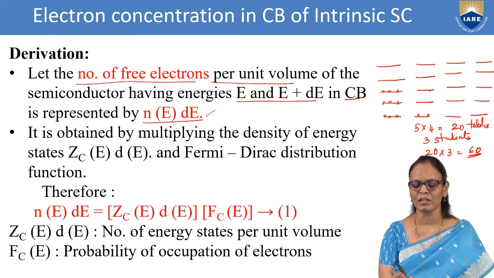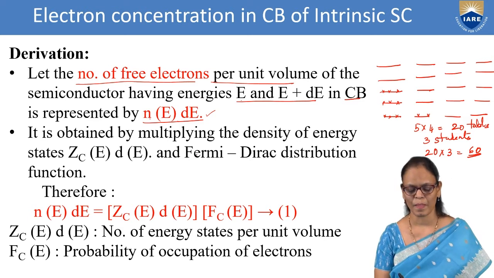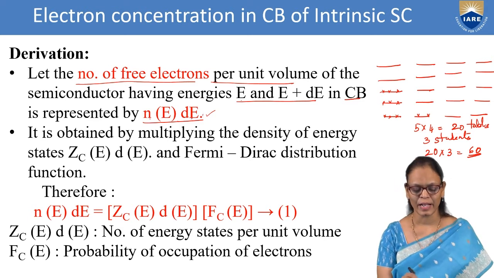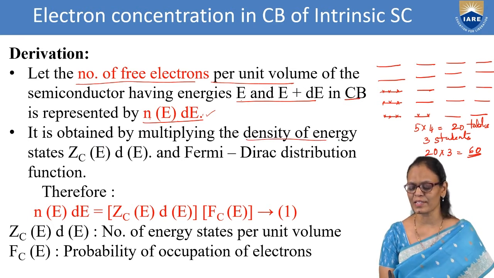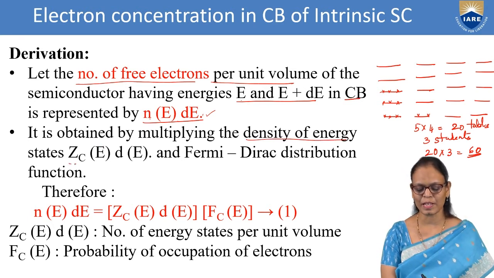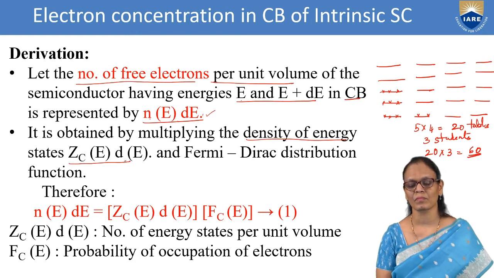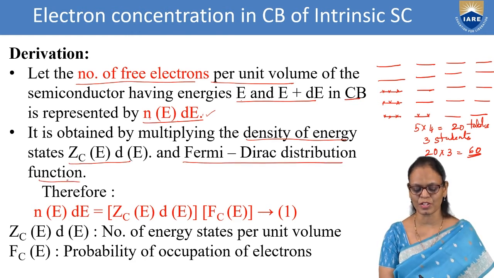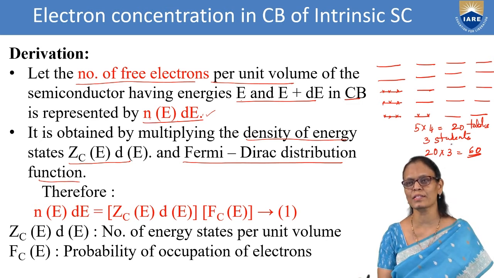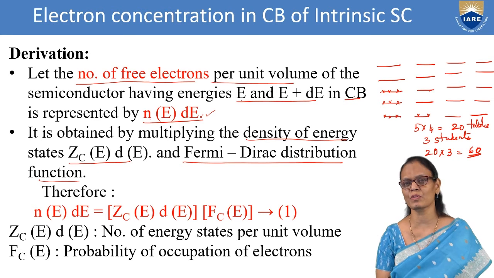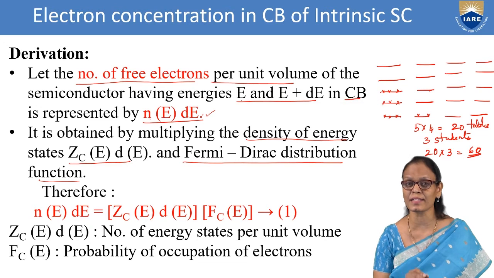So this gives us the carrier electron concentration. Now, how do we get this? It is obtained by multiplying the density of states, which is represented by Zc, and the Fermi-Dirac distribution function. I told you, we need to multiply the number of tables with the number of students in each table. So what are the tables here? They are the density of states, which is represented by Zc of E, and the Fermi-Dirac distribution, which talks about the probability of occupancy of electrons in each state.